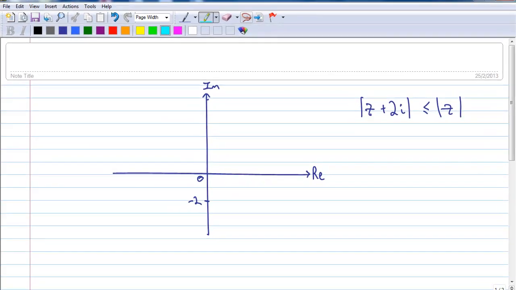Now you sometimes find inequalities mixed up with complex loci questions. Now these questions are not difficult, but you just need to know what the inequality means. Now let's take a look at this example.